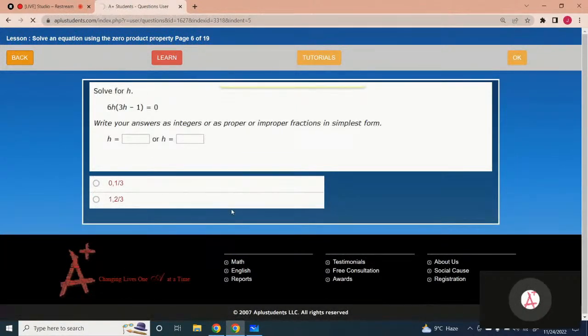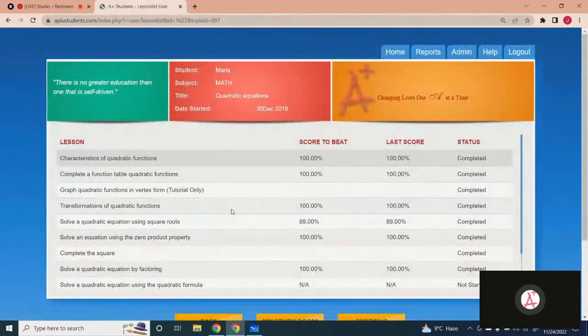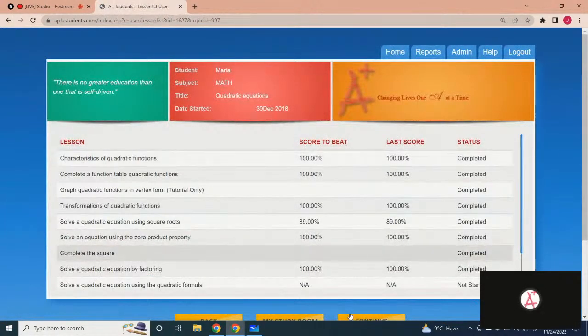Okay, you can complete the test by yourself later today. Let me just move on to the next topic. The next topic is complete the square.